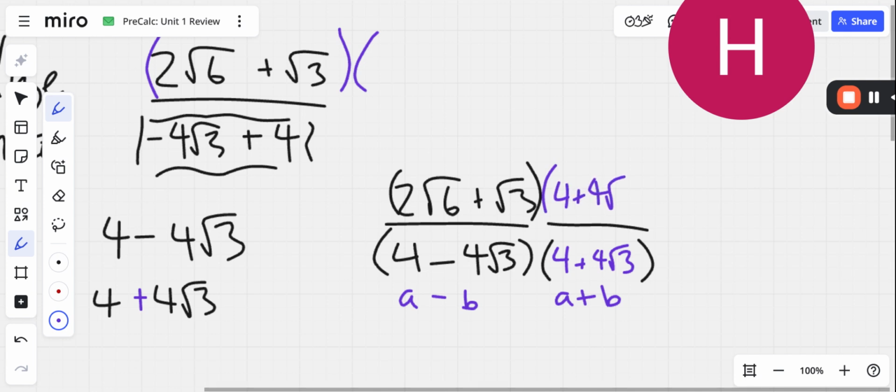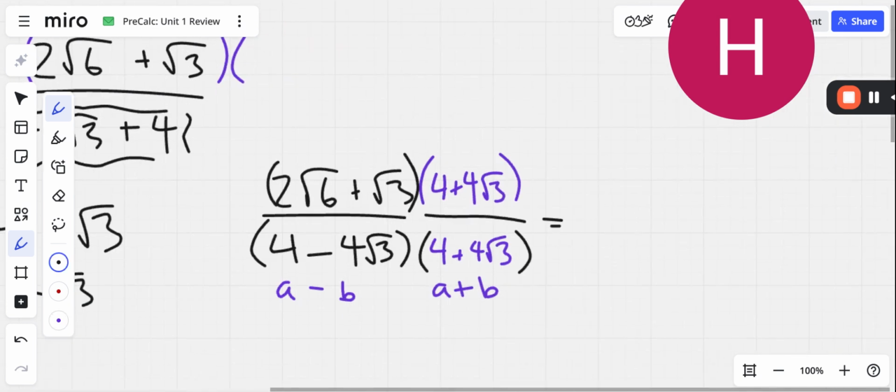Things aren't going to work out that nicely in the numerator, to be perfectly honest, but in the denominator, we're going to simply get a squared minus b squared, which is just going to be 4 squared, or 16, minus, here's the beauty, b squared cancels the square root. And if you work that out, you get 48.